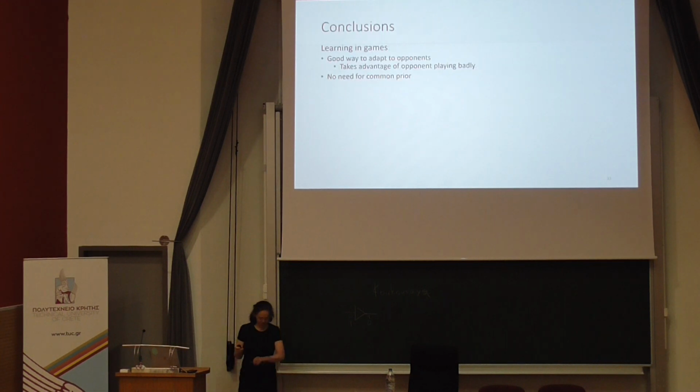So I'm going to end with a couple of messages and conclusions. I still like learning as a good way to play, and there are many unfinished agendas in this setup that I'm somewhat actively working on, and I would love to induce as many of you as possible to also work on. One of them is, one advantage of learning compared to regular Nash is no need for common priors, so I don't have to know who else is playing. But one other advantage of learning is that if the opponent's playing badly, I should be able to take advantage of him or her, right?